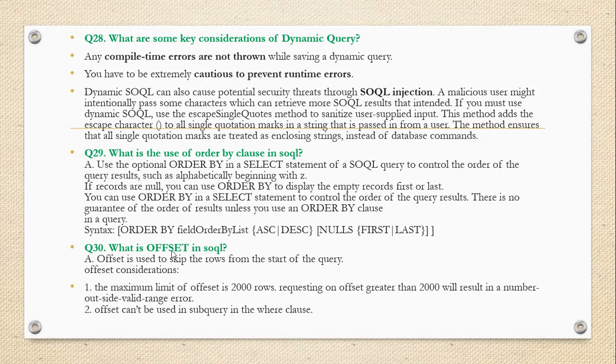Next question: what is offset in SQL? Offset is used to skip rows from the start of the query. Offset considerations: the maximum limit of rows is 200, and requesting an offset greater than 2000 will result in an error. Offset cannot be used in a subquery in the where clause.